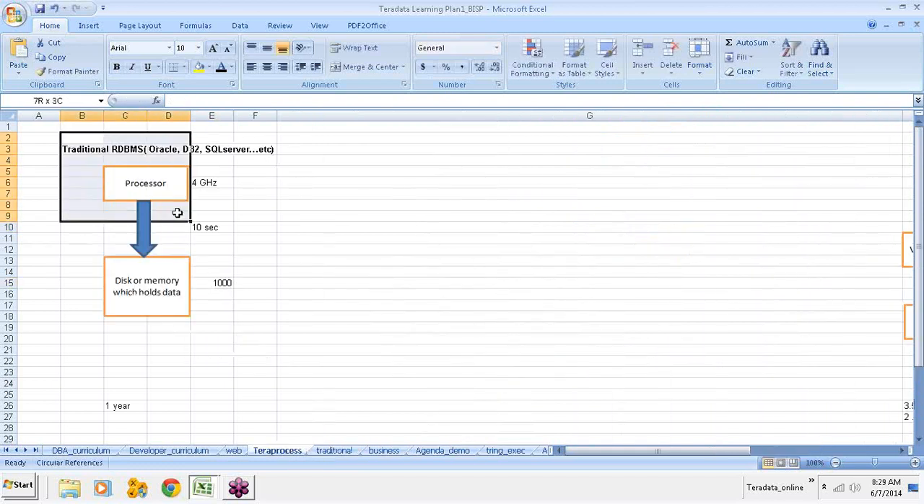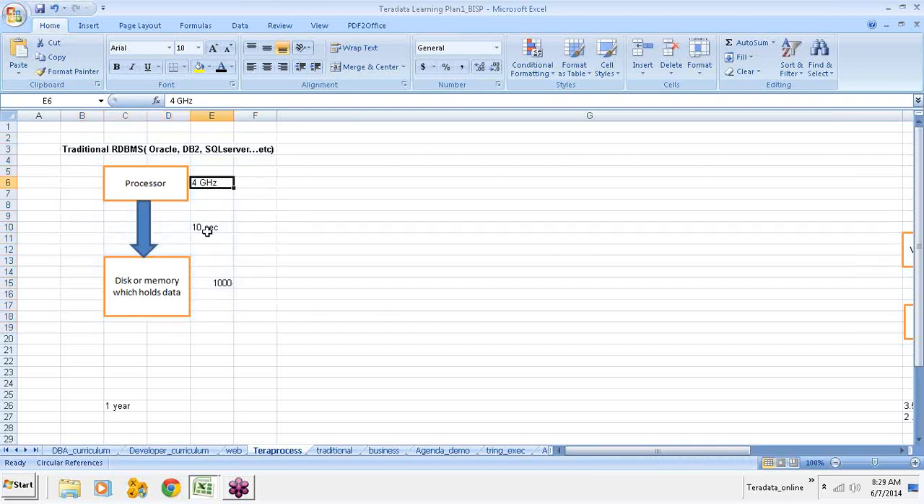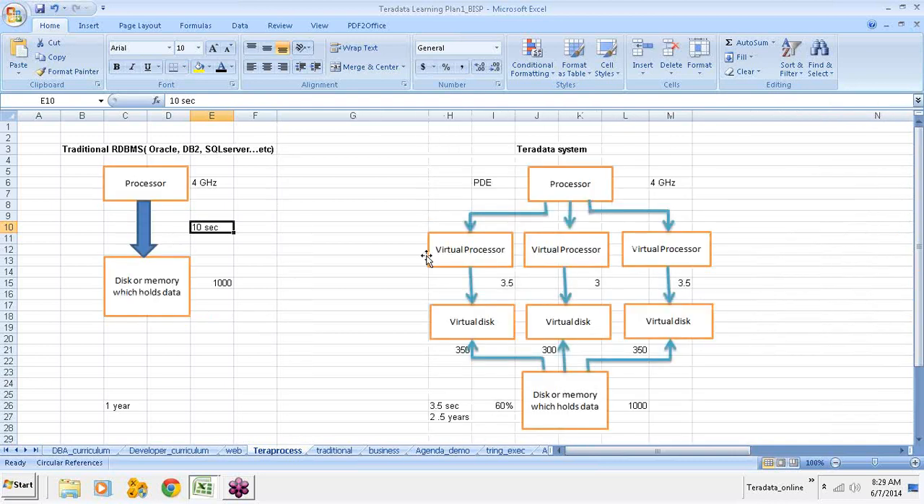This is the normal machine, the legacy machines like Oracle, DB2, SQL Server. Let us consider a 4 gigahertz machine and 1,000 records, which would be processed within 10 seconds. Now, how would Teradata improve the performance? Let us take this: we have a processor of 4 gigahertz, and a disk memory which consists of 1,000 records.